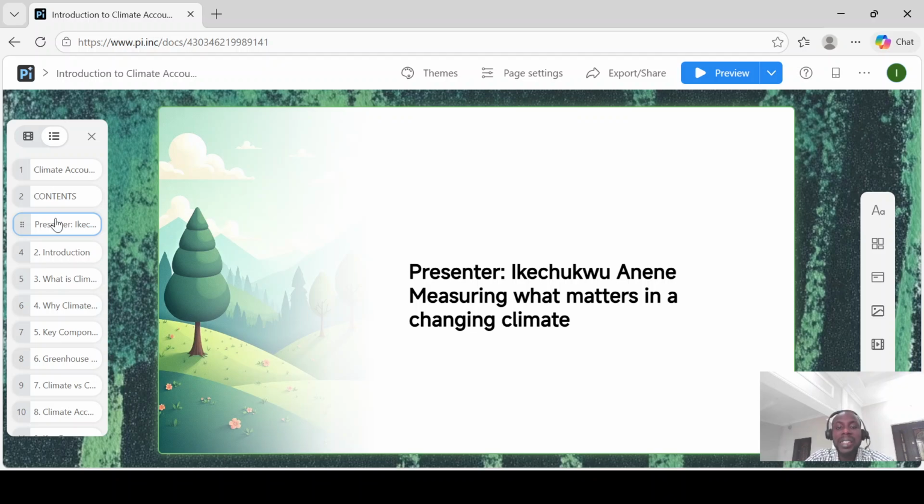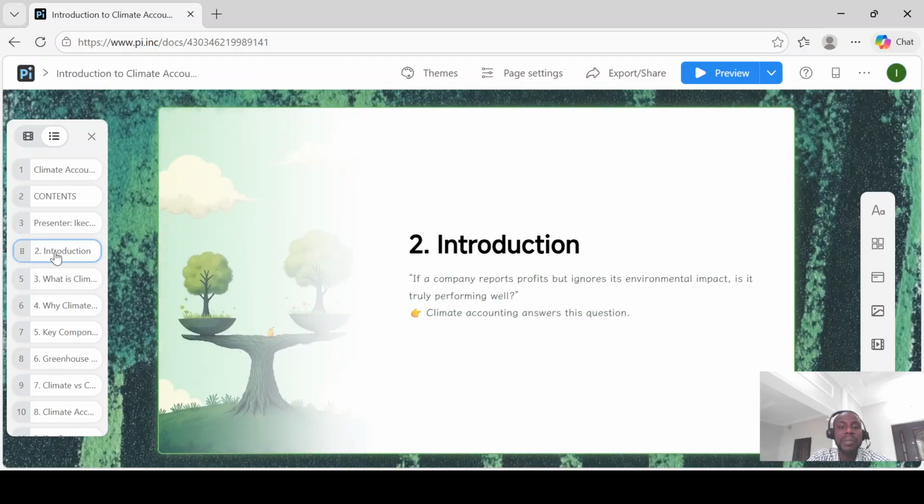Measuring what matters in a changing climate is quite key. We need to look at the key factors or key performance indicators in measuring what matters in terms of the changing or dynamic climate.